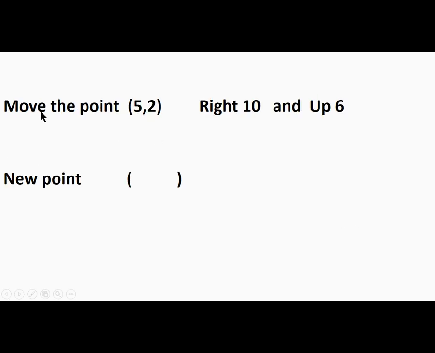So here was our problem. Say we had a different problem. Say we have moved this point, 5, 2, right 10 and up 6. Okay, right 10 means we're going to add 10 to the x coordinate. 5 plus 10 will give us 15. Up 6 means we're going to add 6 to the y coordinate. 2 plus 6 will give us 8. So we can figure out the coordinates of our translated point without even graphing it.